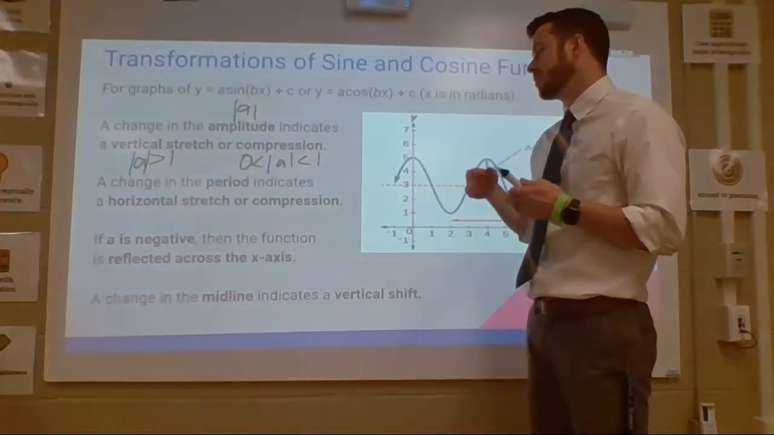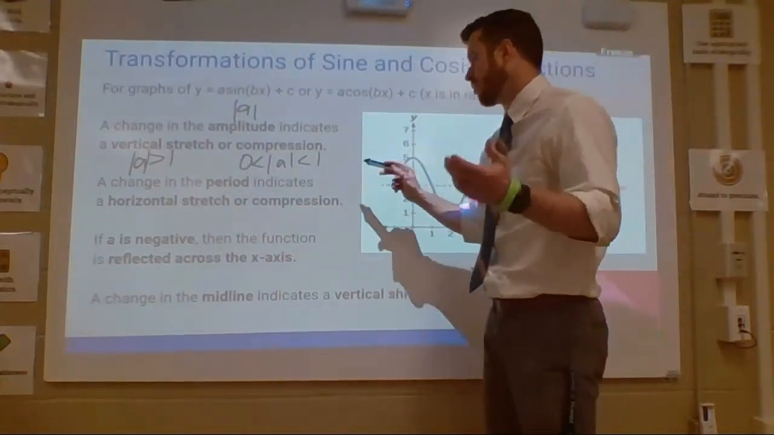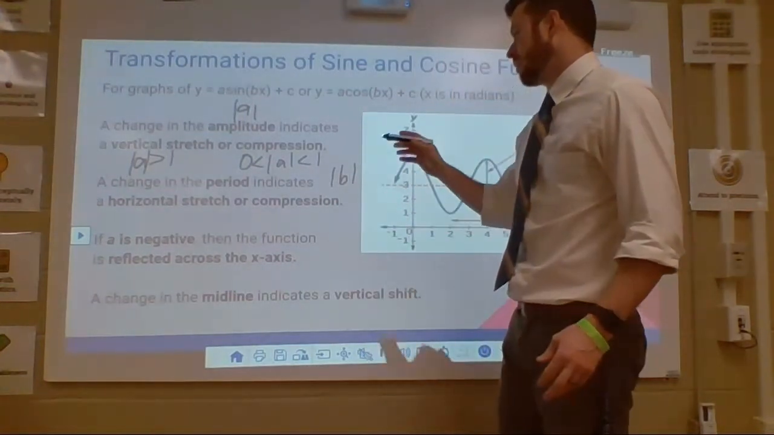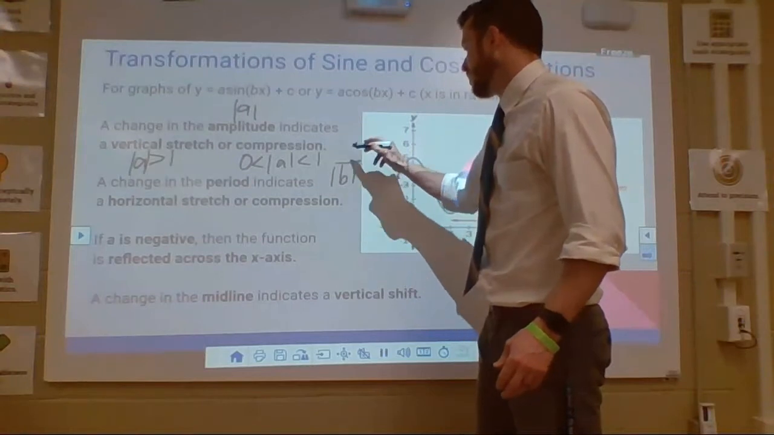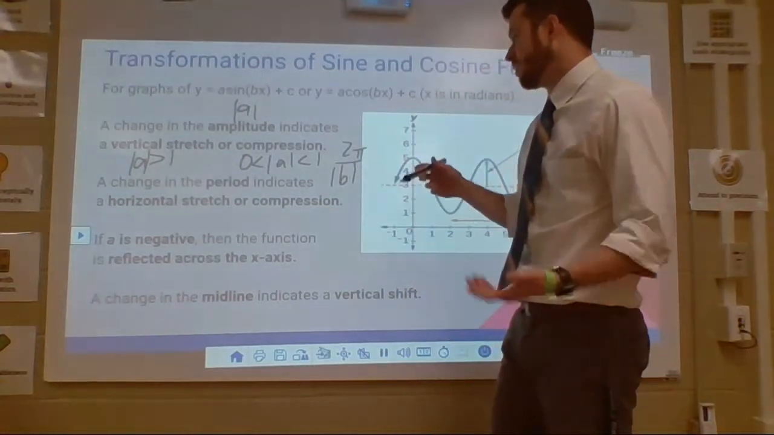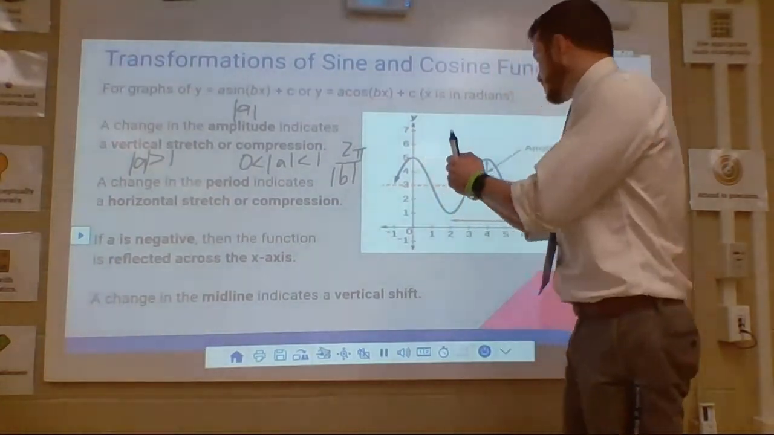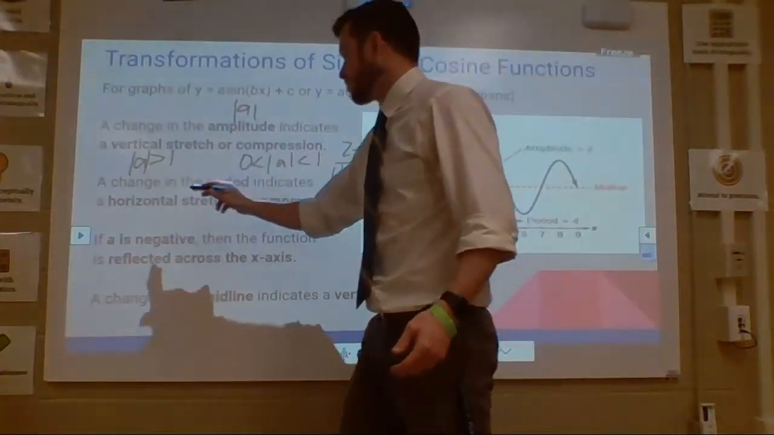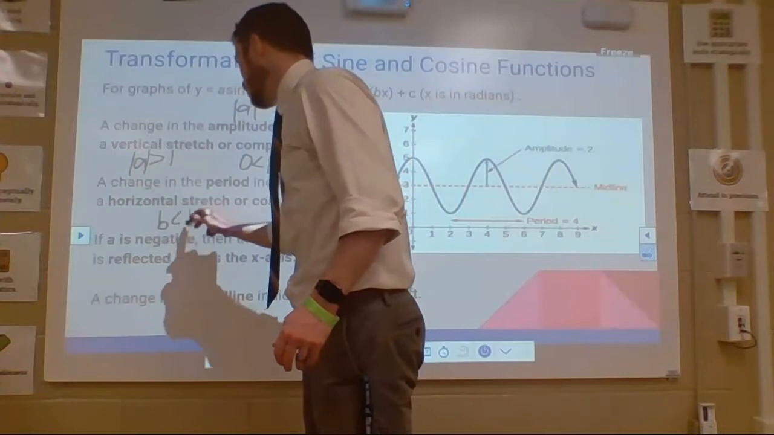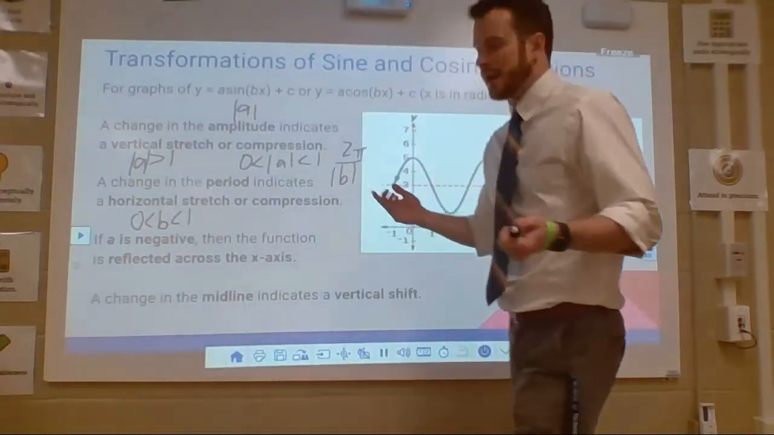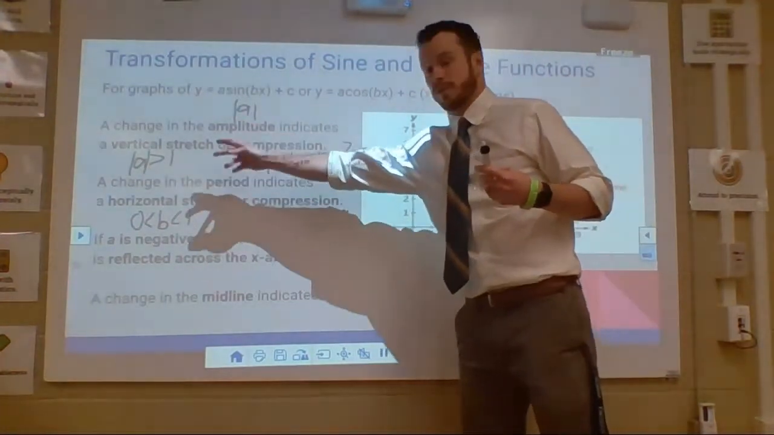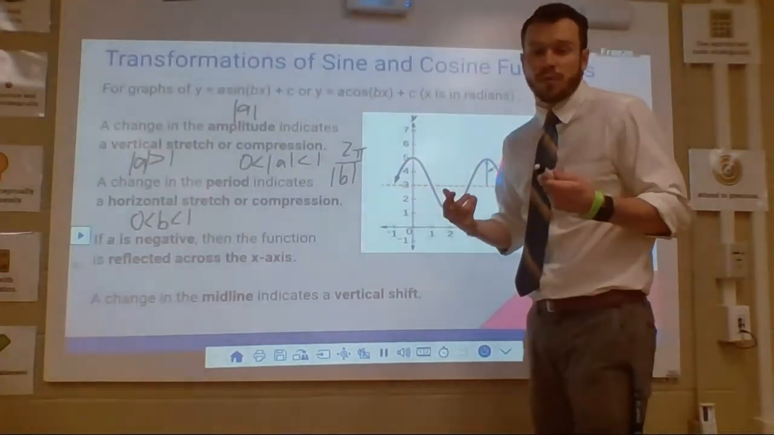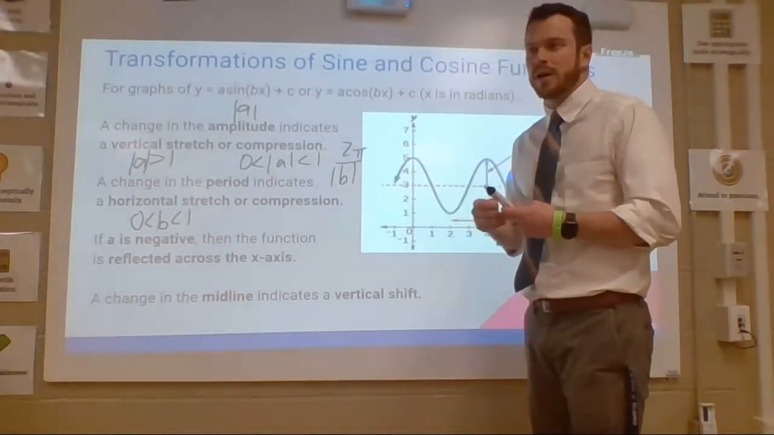A change in the period is going to indicate a horizontal stretch or compression. Remember, we're going to look at the absolute value of b to determine a stretch or compression. In fact, we're going to say 2 pi divided by the absolute value of b. If we want that to be stretched, we're going to divide 2 pi by a fraction. So for it to be stretched, b is going to be less than 1 and greater than 0. Now here's the thing, that might be confusing. It seems backwards from the vertical stretch, and it is. If you take 2 pi and divide it by, let's say, 0.5, or 1/2, 2 pi divided by 1/2 is going to be 4 pi.